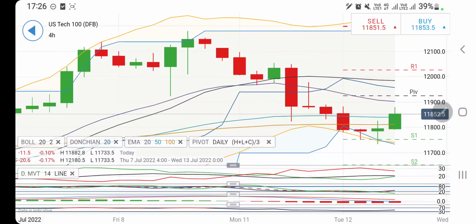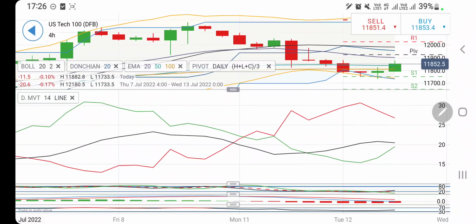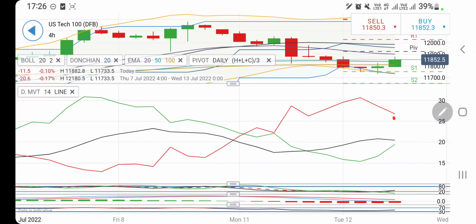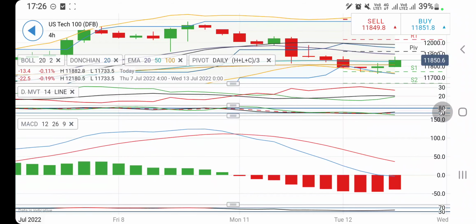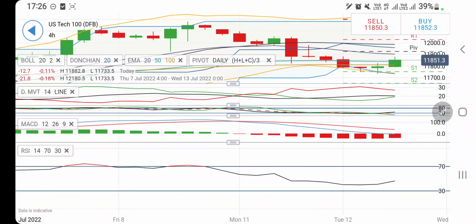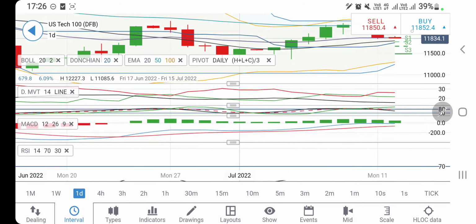Only short entry is below 11750. I am reiterating again. Only short entry is below 11750 levels. Once it drops below 11750, we can expect a good drop. Directional movement is trying to converge. Stochastic is trying to come out of the oversold levels. The MACD is trying to converge and cross over for a bullish move. RSI too is looking upwards from here.